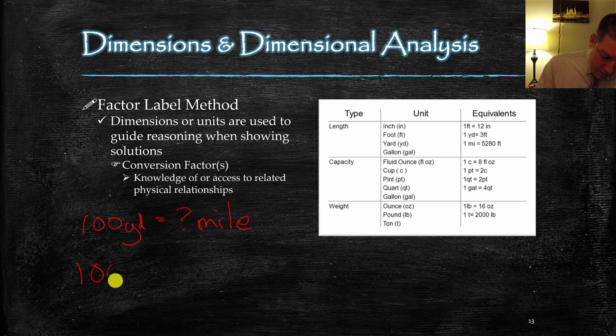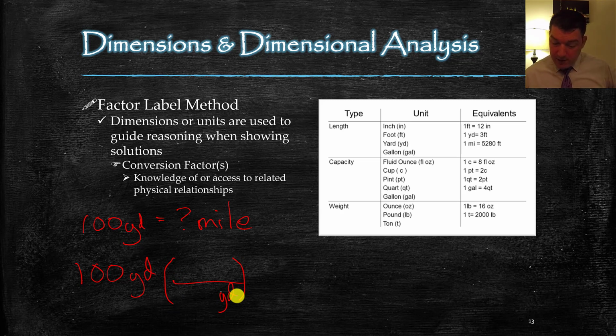You always take the number that's given, in this case 100 yards, then we're going to multiply it by conversion factors, first putting in units to get us to our desired unit. Now I want yards to cancel, so I put those in the denominator. And if I look at my relationships, I can get from yards to feet. I don't have yards to miles directly, but I have yards to feet. And since I have yards to feet, that's going to be my first conversion factor.